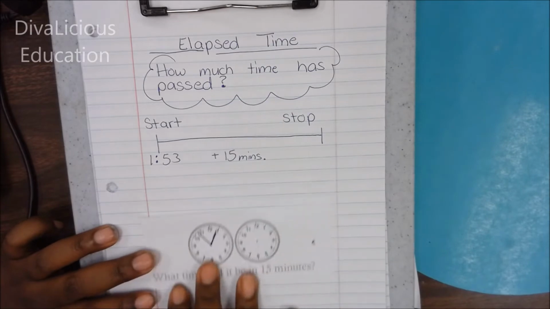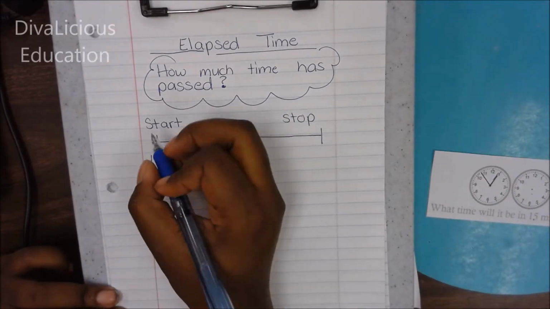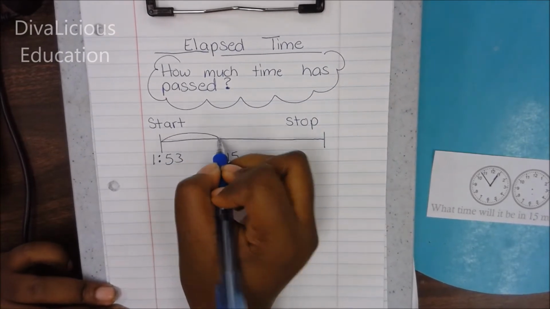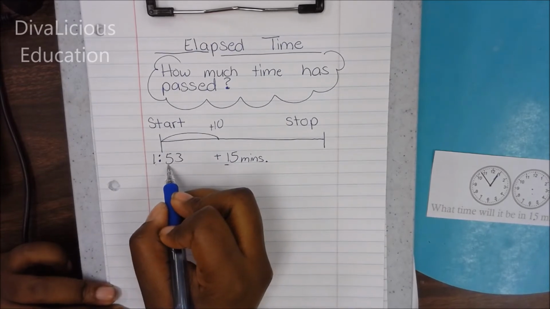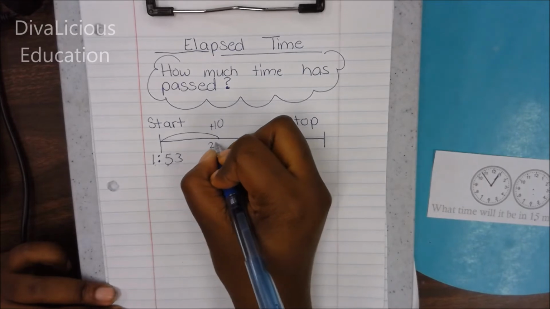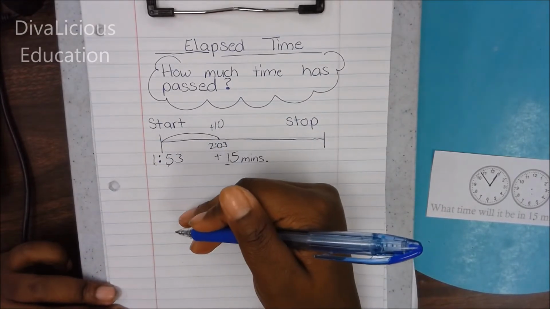And what we're going to do is we're going to hop on that number line until we get that number of minutes. So 15 is composed of a 10. So I can add 10 to it. That would put 1:53. The clock has to pass, so then it would become 2:03, because when I get to 60, it moves to a new hour.